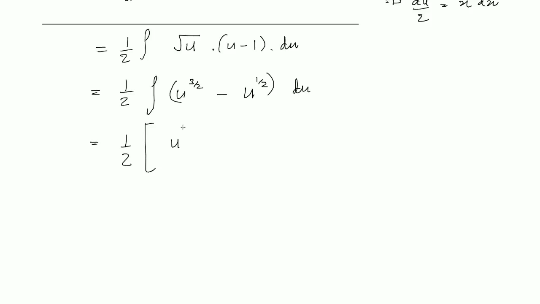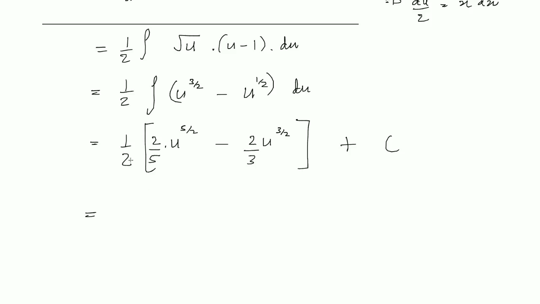and in brackets u to the power 5 over 2 multiplied by the reciprocal of this power, 2 over 5, minus, this is going to become u to the power 3 over 2 multiplied by the reciprocal. It's going to be 2 over 3. And your constant of integration can be added inside or outside. It's not a problem.